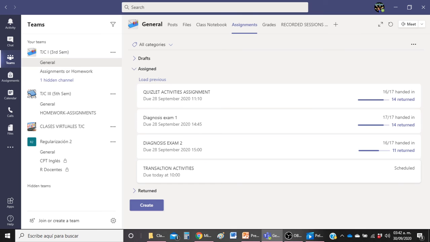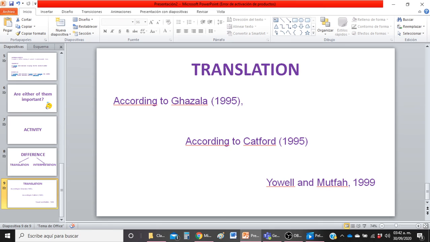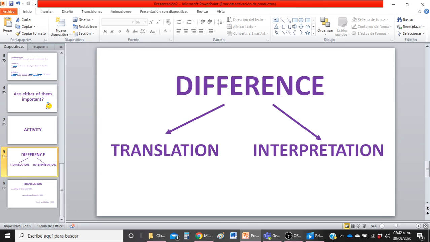Which are: one paragraph, Gasala's definition about translation. Another paragraph is about Catford's definition of translation. And the other one is this one. And the last one is your own definition, but not about translation. It's what do you think about the difference between translation and interpretation? That is your activity that you have to do today.